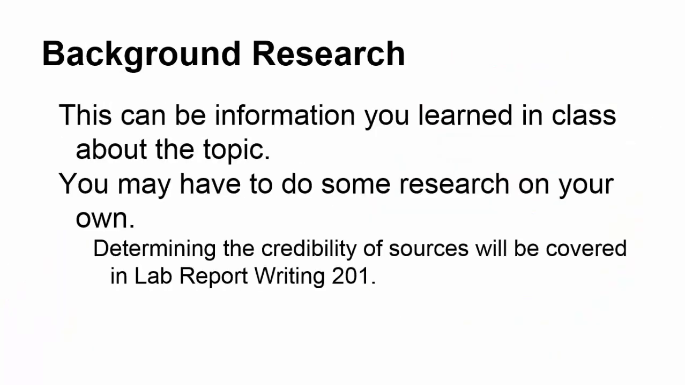Let's move on to background research. This can be information you learned in class about the topic, and you may also have to do some research on your own. How to determine credibility of sources is coming up in our next segment, which is Lab Report Writing 201. So let's talk about a real example here. For the separation of a mixture lab, the background research was provided in the separation of a mixture Prezi. You can always use material learned in class as your background research. Just be sure to cite your sources, and again, stay tuned for that in Lab Report Writing 201.